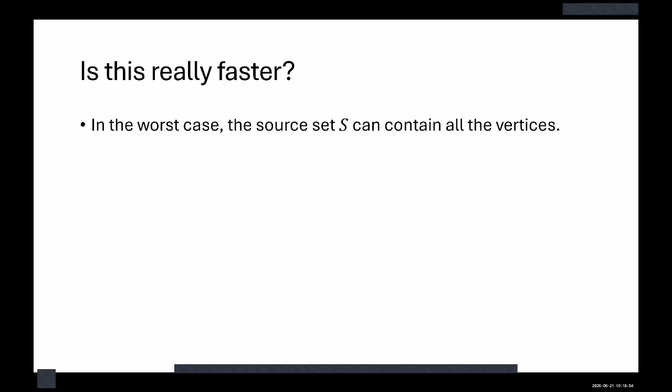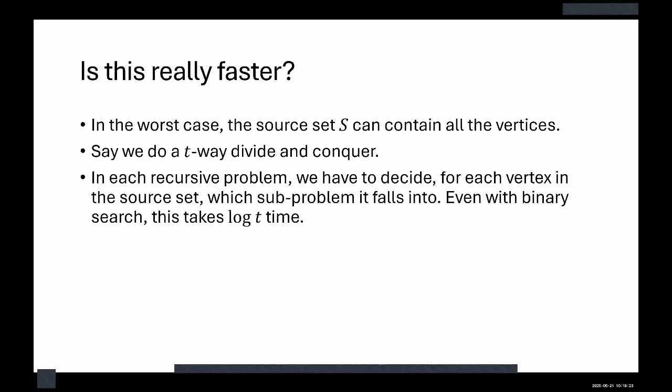So firstly, let's say we just implement the divide and conquer as this. What is the running time? In the worst case, the source set S can contain all the vertices. So let's say we do a T-way divide and conquer. As I said, divide and conquer doesn't have to be two-way, it can be multiple ways. So in this recursion, we have to decide for each vertex in the source set which subproblem it has to fall into, so that we can divide it into subproblems. So essentially we have to do a binary search into the T paths to decide which of the subproblems it will go into. So it's log T for every vertex in S.